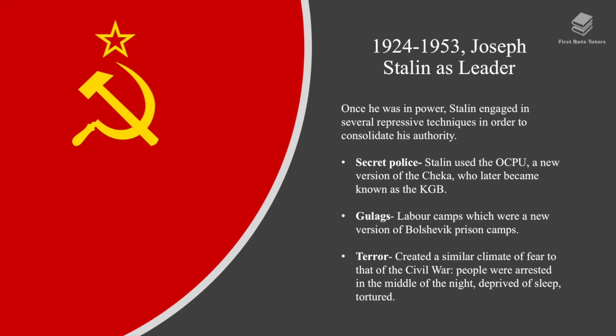Once Stalin was in power, he engaged in several repressive techniques in order to consolidate his authority, including the secret police. Stalin used the OGPU, a new version of the Cheka, which later became known as the KGB. Gulags, labor camps, which were a new version of Bolshevik prison camps. Terror created a similar climate of fear to that of the Civil War. People were arrested in the middle of the night, deprived of sleep and tortured.